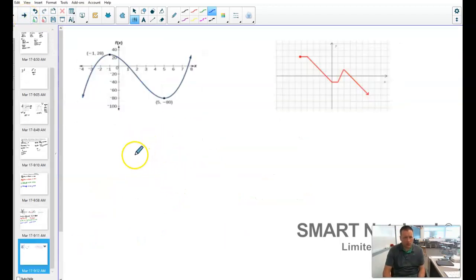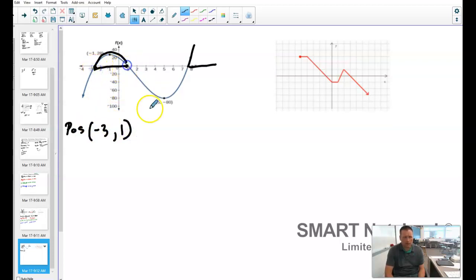Let's actually look at one of these here. So again, this one's good. I've got a positive here to here, which I want my intercept there. And I've got positive there, which would be this direction. Okay, so my positive, again, is above the x-axis. That is going to be from -3 to 1. Again, -3 all the way over here to 1.